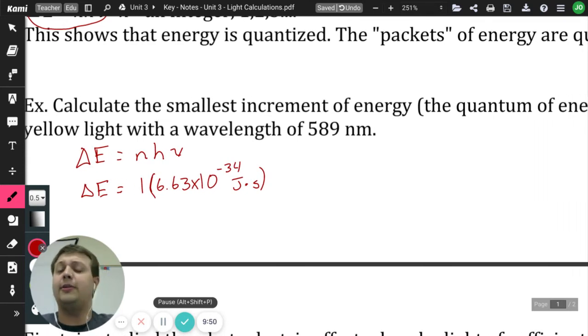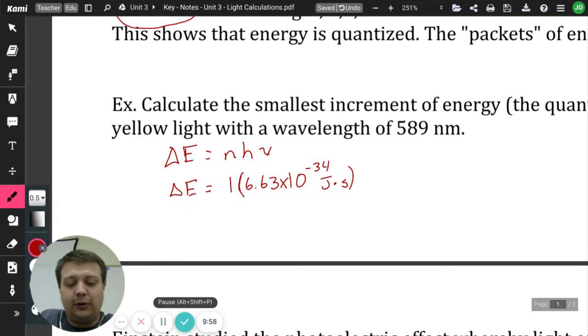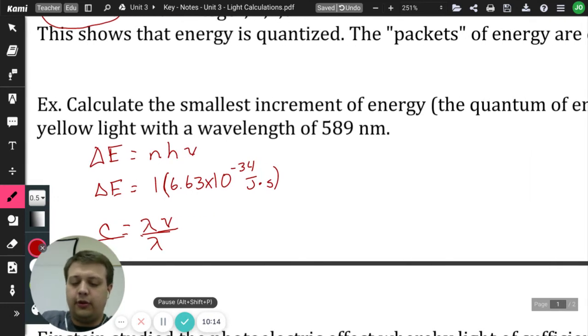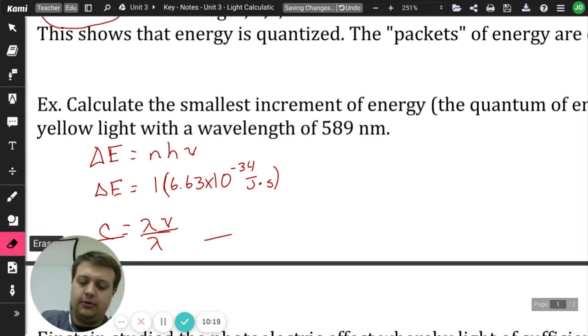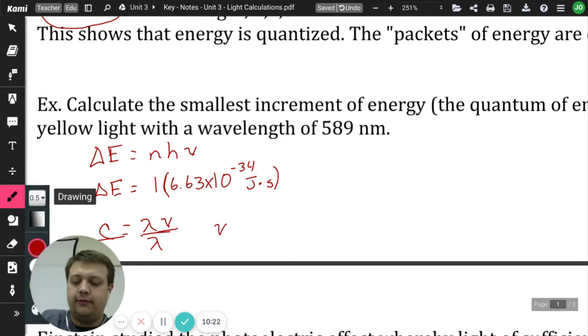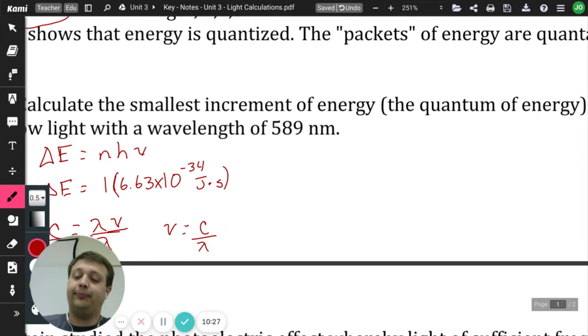But here's the thing, they didn't give me frequency, they gave me wavelength. So before I can actually solve this, I need to solve for my frequency. All right, so our formula for frequency, remember we use the speed of light equation. So speed of light equals wavelength times frequency. And then I rearrange that because I'm looking for frequency. So divide both sides by wavelength. So my frequency equals speed of light divided by wavelength. Now plug that in.